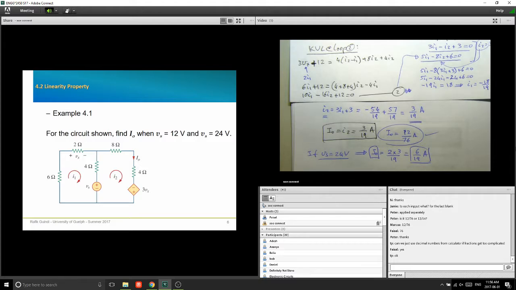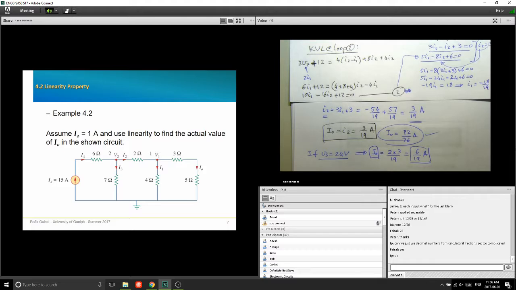Okay, so that's the first use of the linearity principle. We're going to see another example, example 4.2. Now, this is a very smart way to solve a problem. You have this big circuit where you have all those resistors.